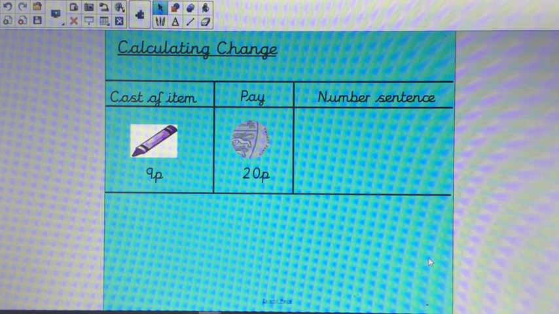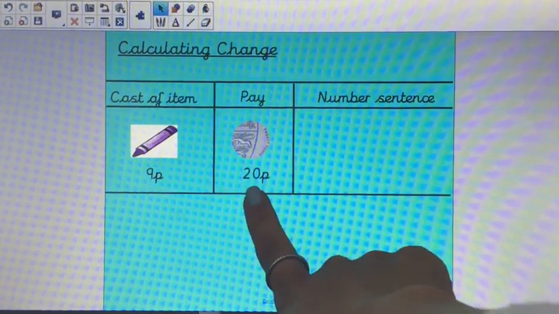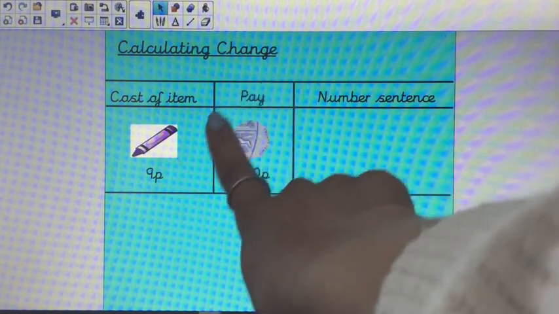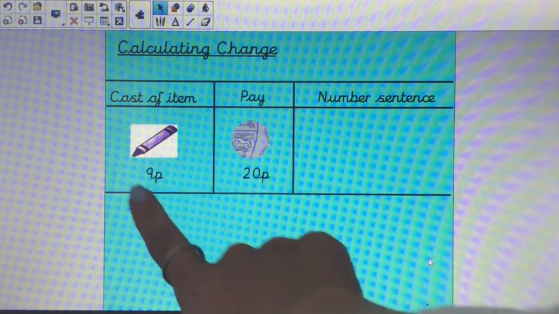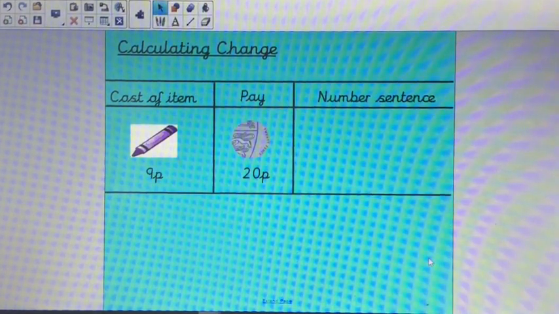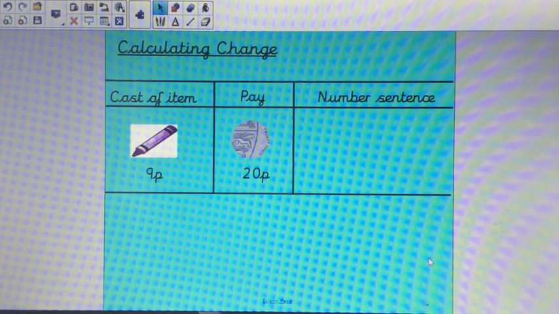So now I would like to buy a crayon, and the crayon costs 9p. I'm paying this time using a 20p coin. So I'm paying 20p, but my item only costs 9p. So because I am paying more than the item is worth, I need some change. So first of all, can you tell me what my number sentence is going to be? And remember, it's going to be a subtraction number sentence, and it needs to be the amount that I pay with, take away the cost of the item.